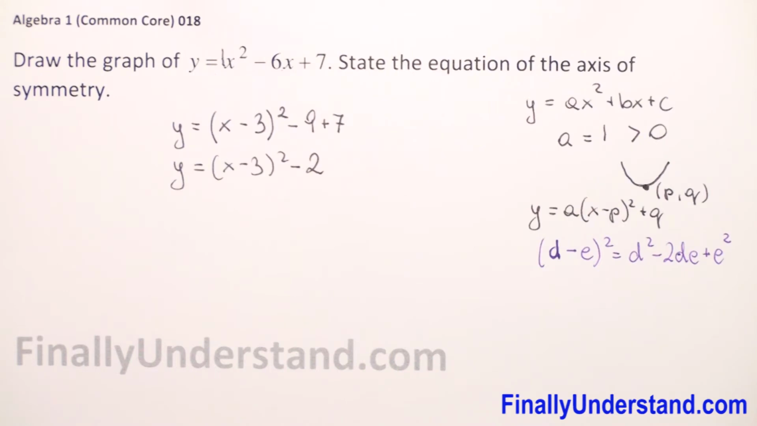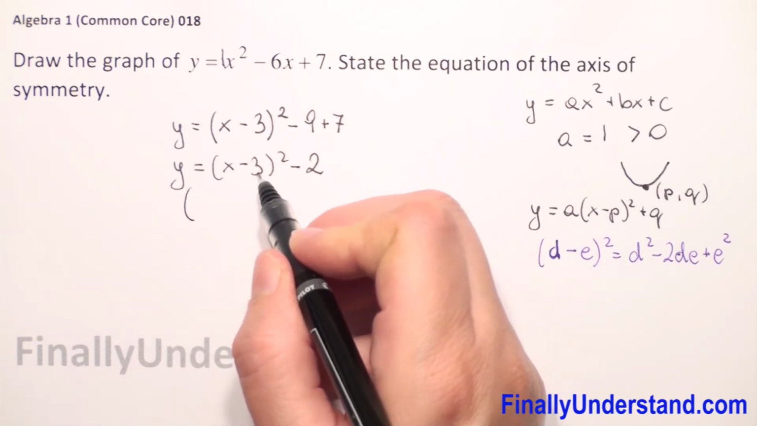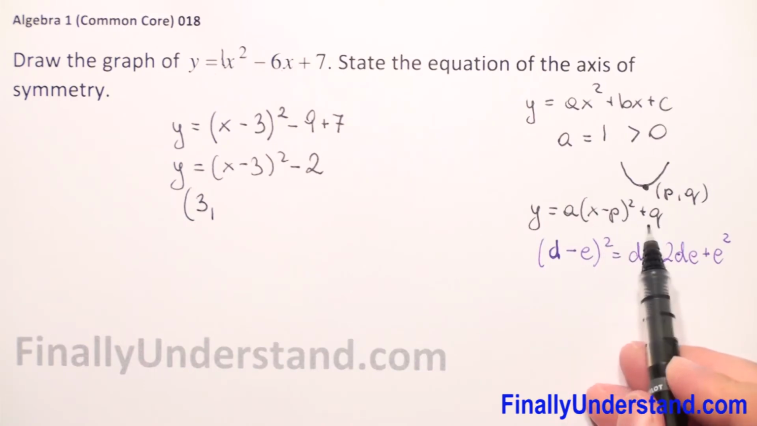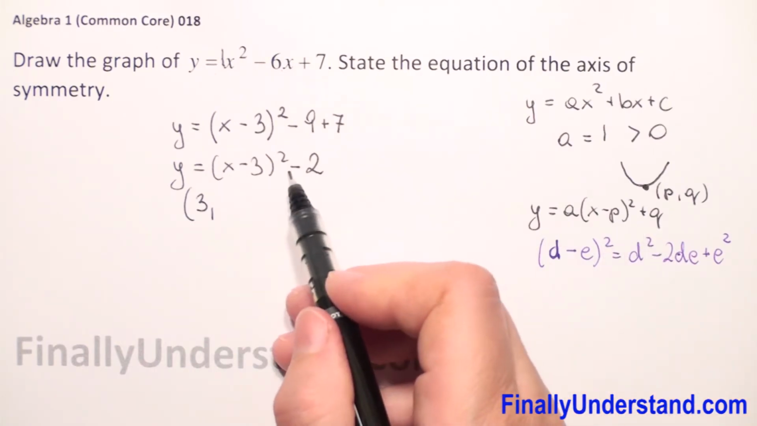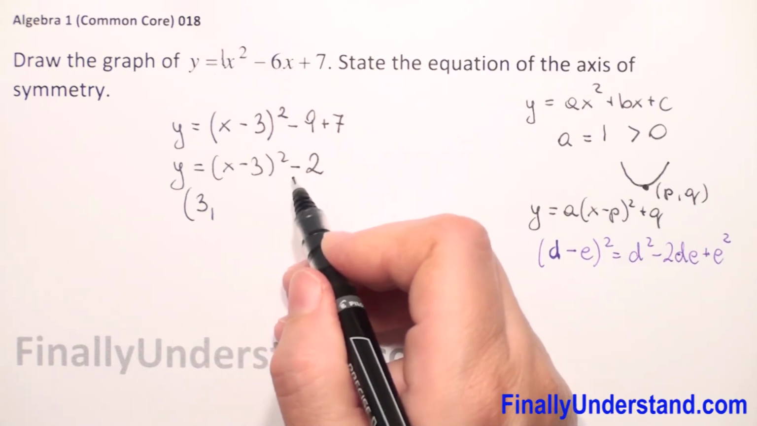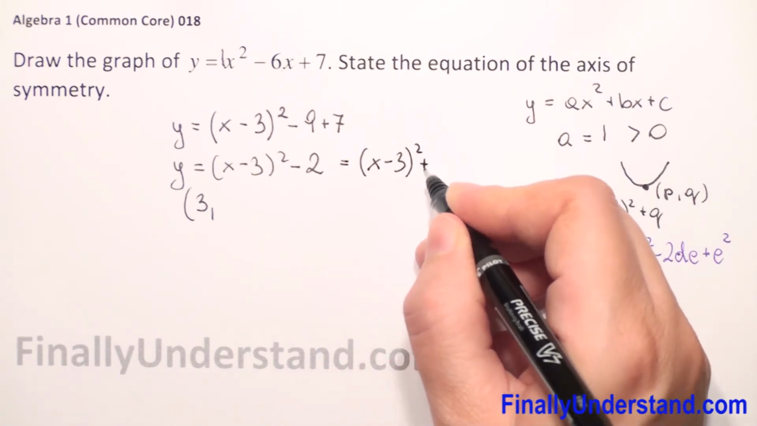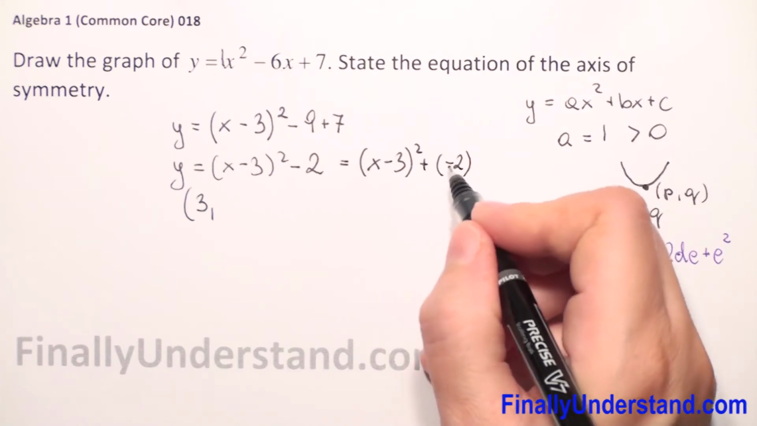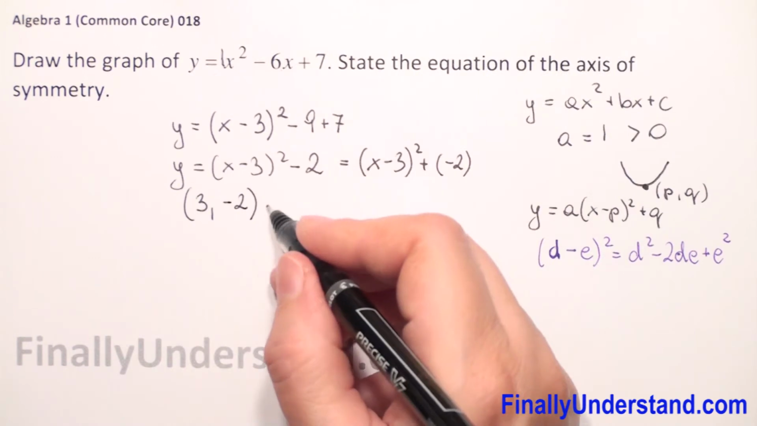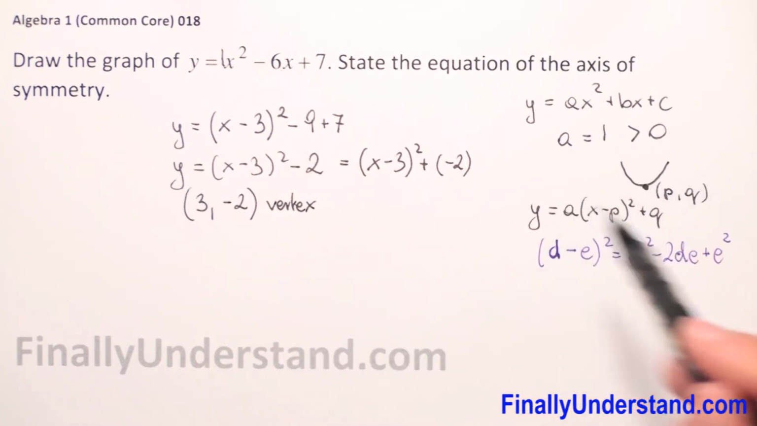And now from this vertex form we can write the vertex of our parabola. The first coordinate p is 3, and the second is whatever we add to x minus 3 to second power. So we can rewrite this as x minus 3 to second power plus negative 2. Positive and negative give me negative. So q is negative 2. We have the vertex on our parabola. We know that our parabola opens up.